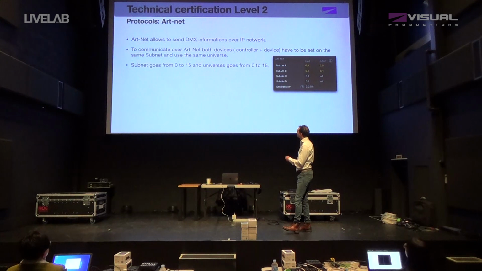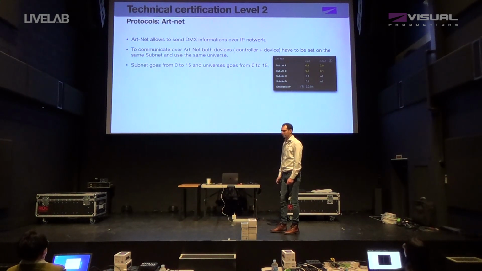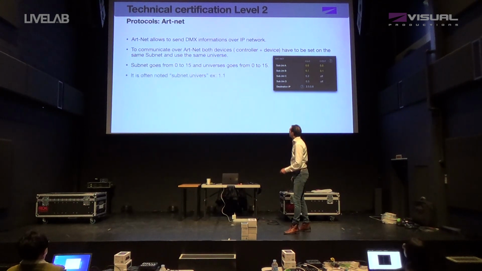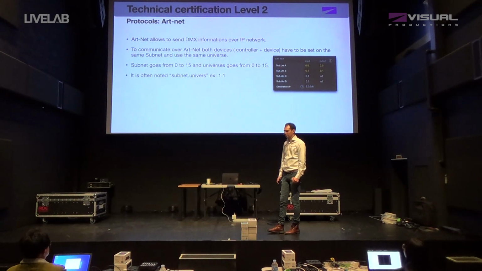The subnet is a value between 0 and 15, and the universe is also between 0 and 15. And most of the time you note the subnet, a dot, and then the universe.